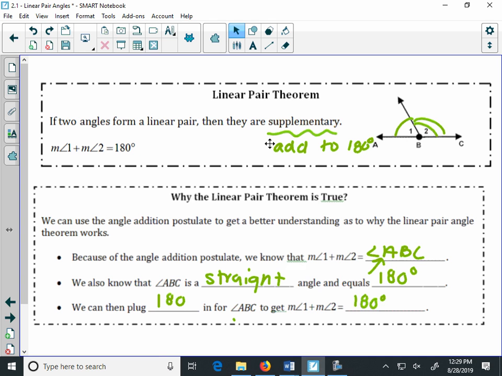There's a much more formal argument. We're not going to get into that right now. We're focusing on this. But if you just know the angle addition postulate, when you're making a straight angle, those angles will always add to 180 degrees. They'll always be supplementary. Questions over that?